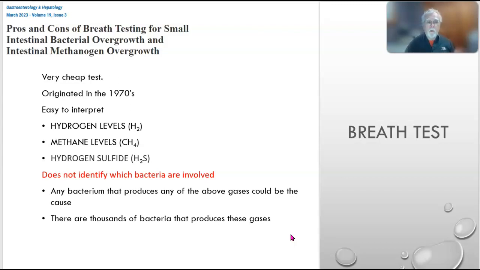Key thing is the bacterium that produces the above gases cannot be identified by breath. There are literally thousands and thousands of possible bacteria, and we'll show you what the counts are. And the counts are high, and the question is, okay, which one of these bacteria is causing the high count? And when you go over to treating it, like for example with antibiotics, will this antibiotic be effective for the bacteria that are producing it? And that is part of the challenge of treating SIBO.